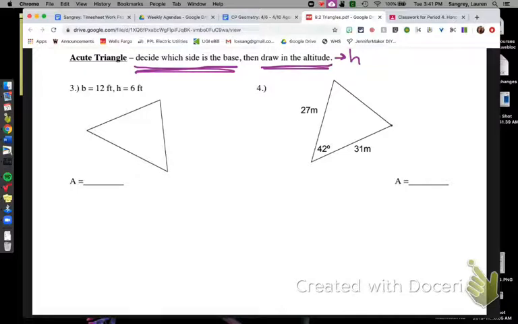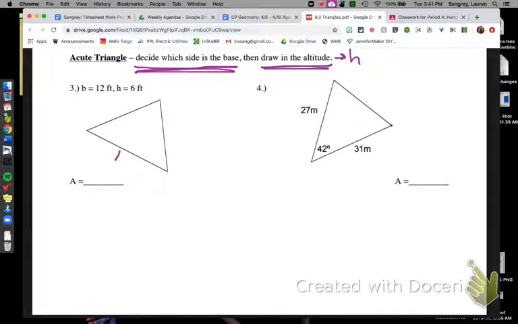So for number 3, we have some freedom. They're actually telling us what the height and the base is. So we're not going to have to do too much work. But the thing is here that this picture doesn't have any of the sides labeled. So we decide which one is the base.